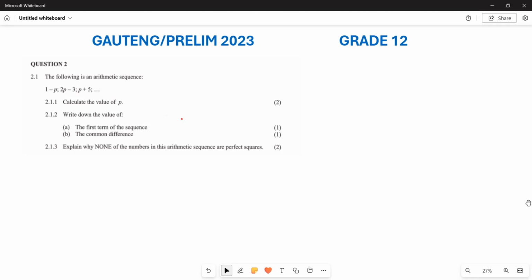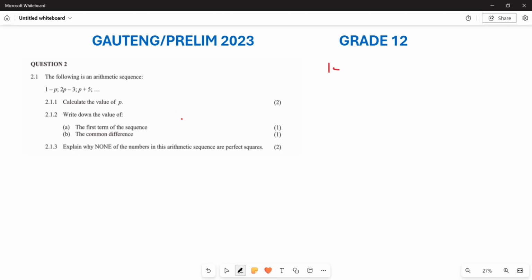Now, they say the following is an arithmetic sequence, and it's given by 1 subtract p, 2p subtract 3, and p plus 5. The first question, they want us to calculate the value of p. Now, how can we calculate the value of p firstly? Obviously, since this is an arithmetic sequence, you are going to look for your what?